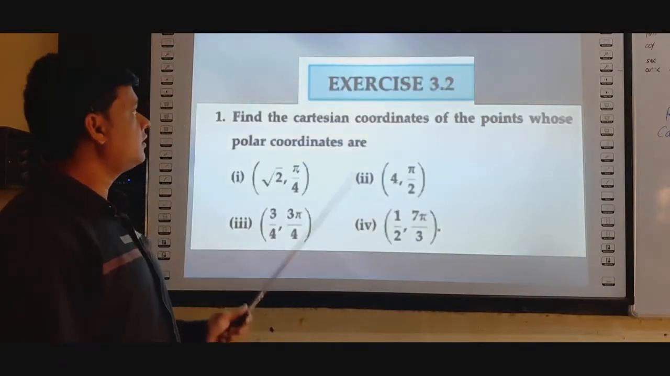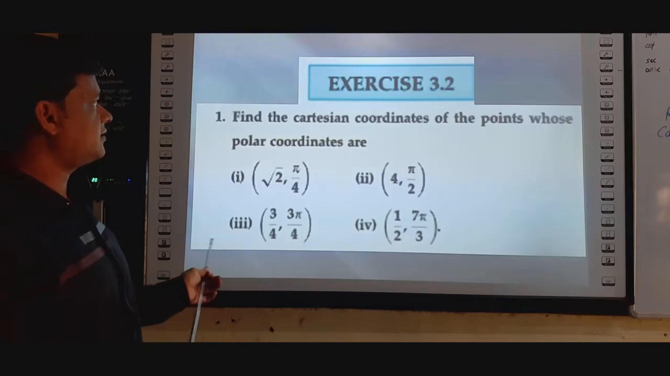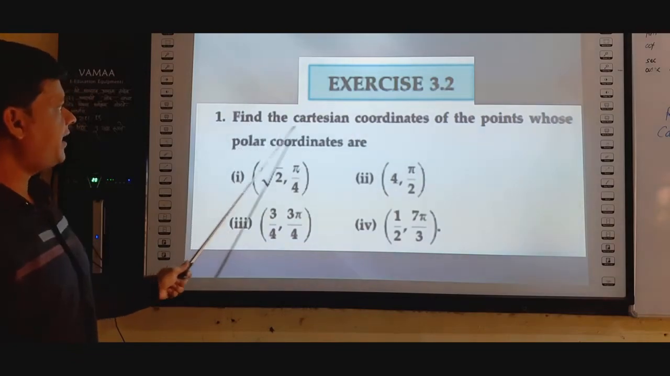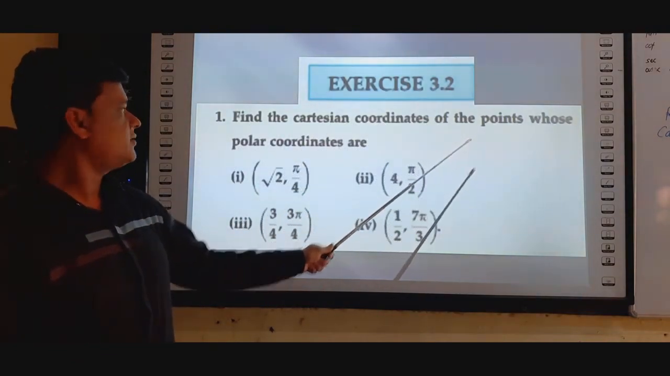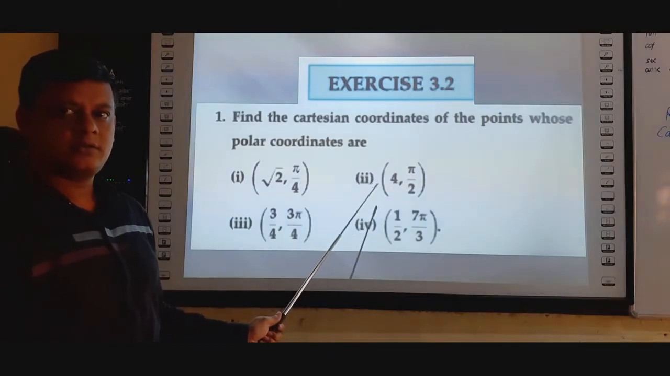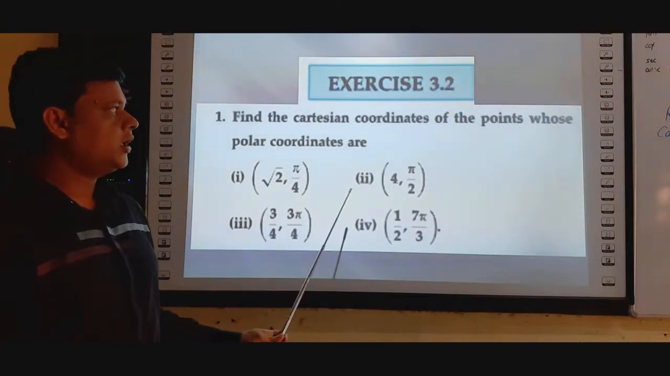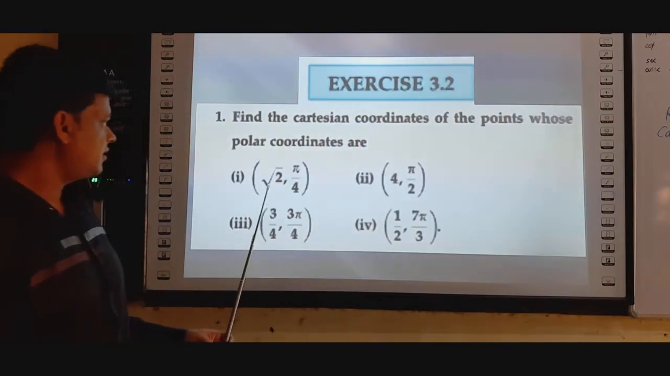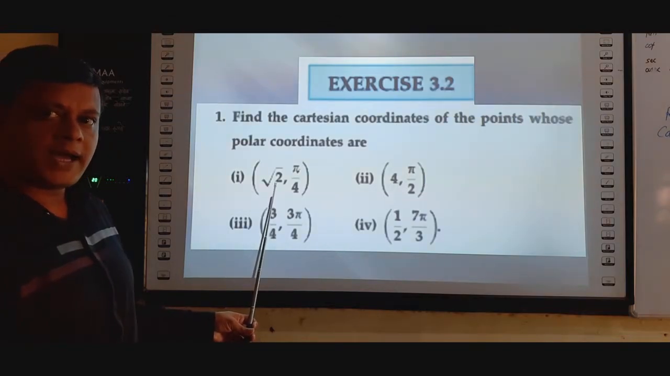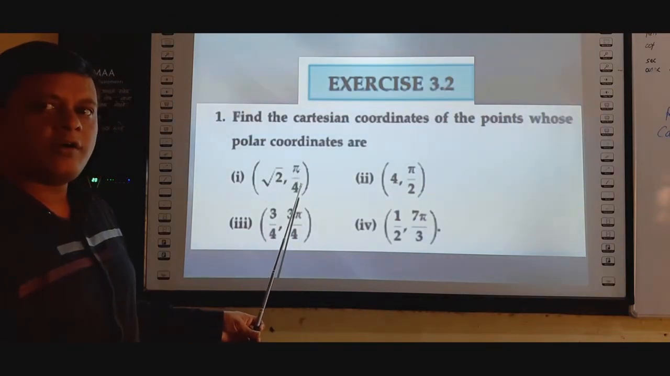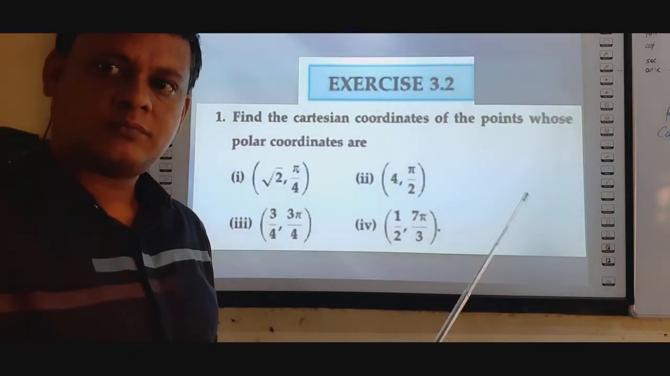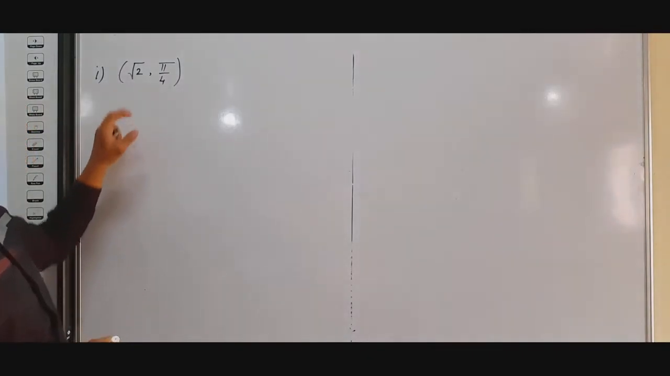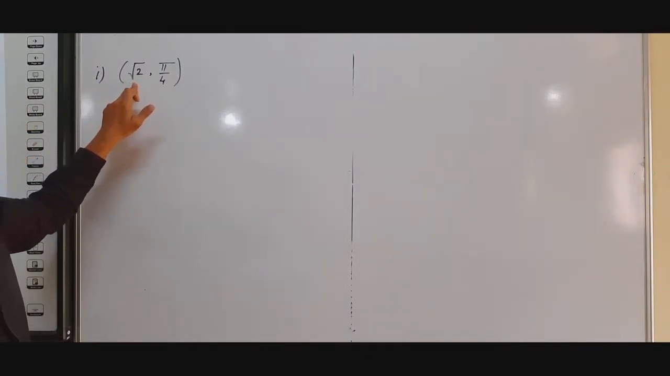Now see how the questions will be asked. See exercise 3.2, first question. Find the Cartesian coordinates of the points whose polar coordinates are given. Means in this problem, polar coordinates are given, we have to find the Cartesian coordinates. That means the first value is the value of r, the second value is the value of theta. Now see the first example. Root 2, pi by 4.